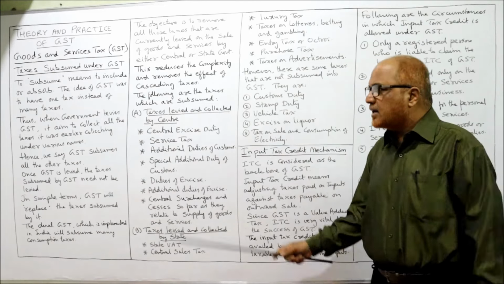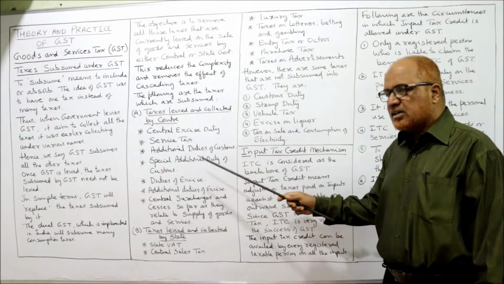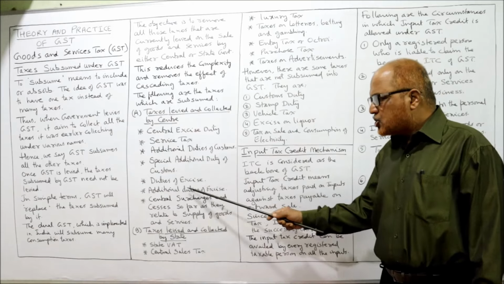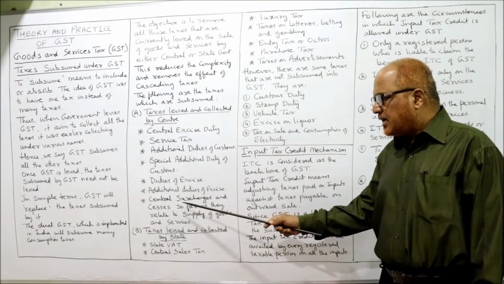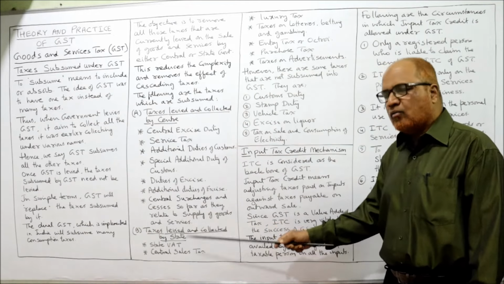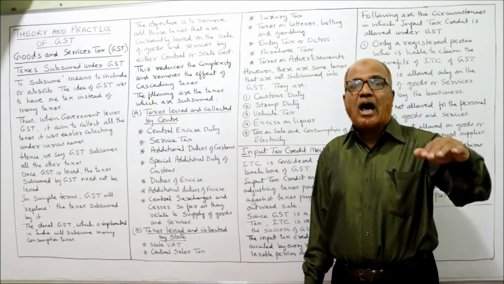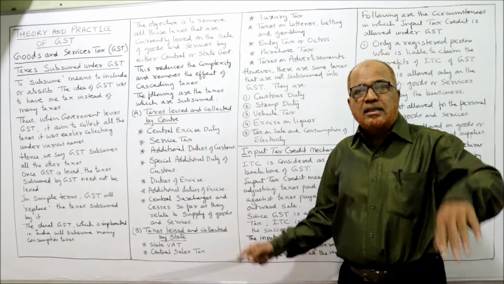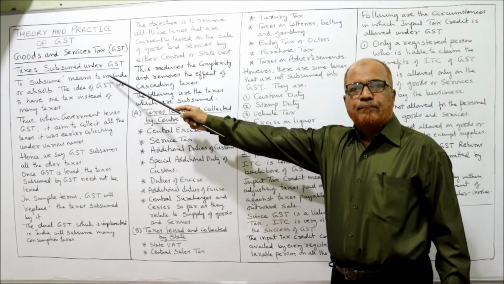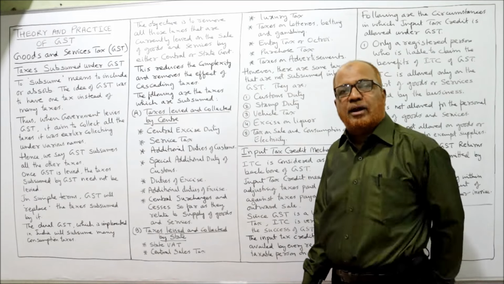So what are the earlier taxes? Central excise duty, service tax, additional duties of customs, special additional duty of customs, duty of excise, additional duties of excise, central surcharges and cesses so far as they relate to supply of goods and services. So these are few examples of earlier taxes, and these taxes are subsumed in GST. And these are the examples of those taxes which are applied by the central government.